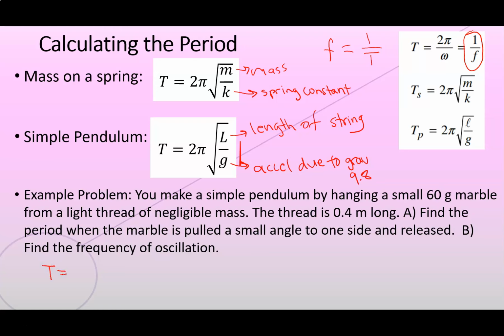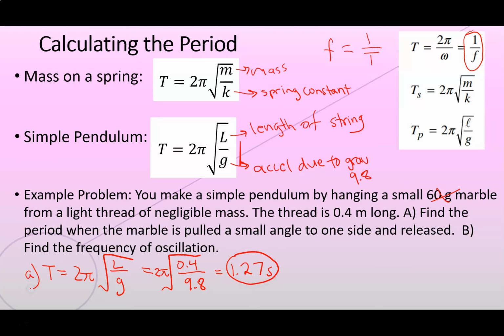The period is equal to 2 pi times the square root of L over g. That's going to equal 2 pi times the square root of 0.4 over 9.8. Notice that we did not need the mass of the marble, because the mass of the marble does not affect the period of oscillation. If you plug all of that into your calculator, you should get that the period is equal to 1.27 seconds. So that is our answer to part A.